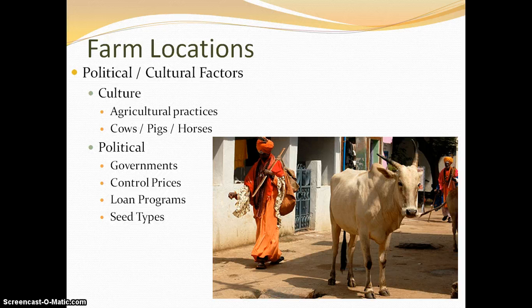And these are the fairly standard examples. In Hinduism, the cow is a sacred animal, and so people are not going to be raising cows for meat production.